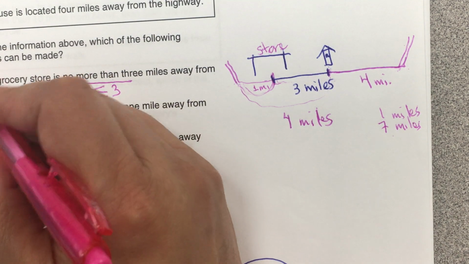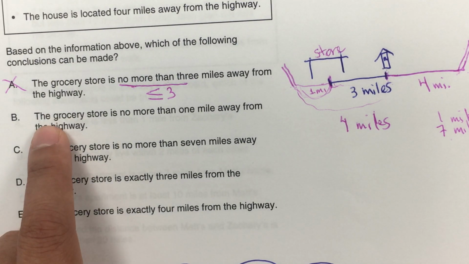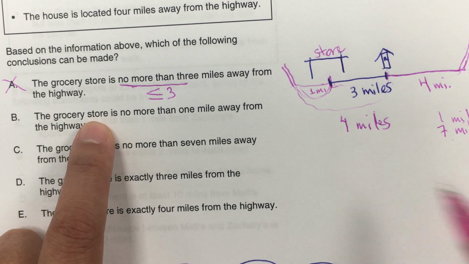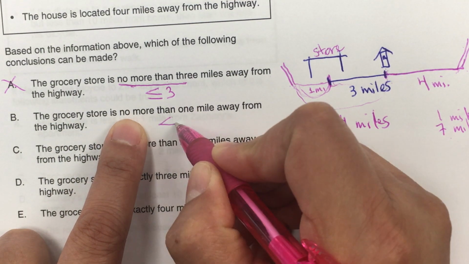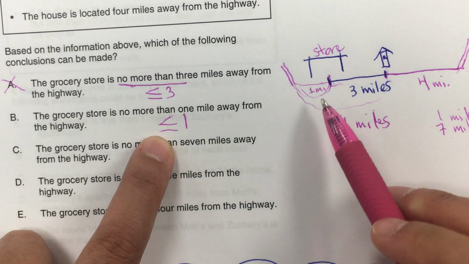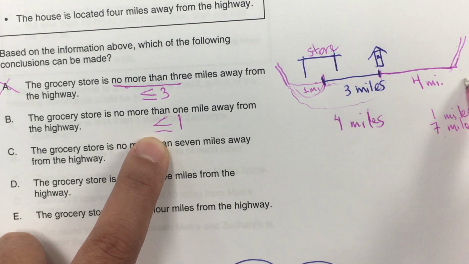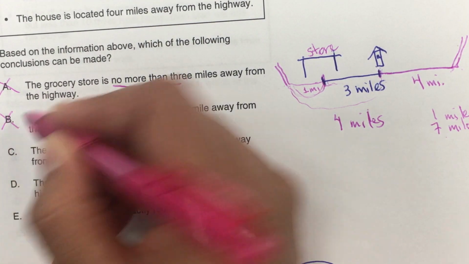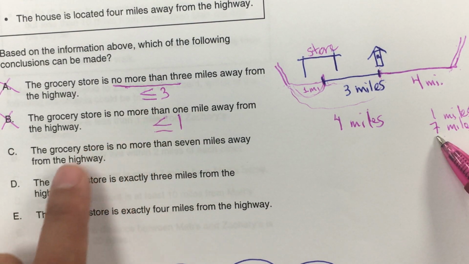So for that reason, we say that A is not a possibility. B says the grocery store, again, is no more than 1 mile. Again, it has to be less than or equal to 1. It might, but again, it might not. So again, we say that B is not a possibility because there are 2 possible answers for that one.